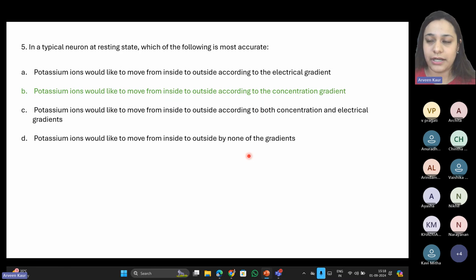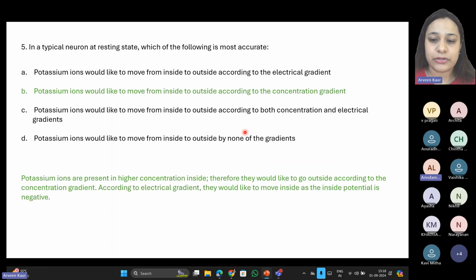concentration gradient, right? So we know that the sodium ion concentration inside and outside the cell, with respect to each other, is more outside, while in case of potassium ions, it is the inverse of that. The more concentration of potassium ions is inside or within the cell, right? So that is why, since potassium ions are present in higher concentration inside the cell, they would like to go outside according to the concentration gradient.